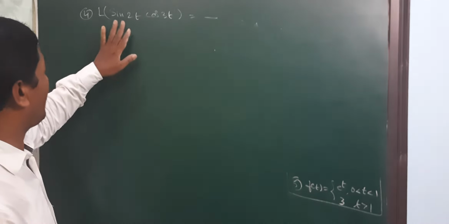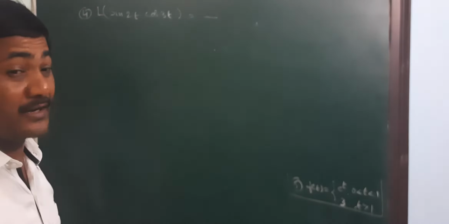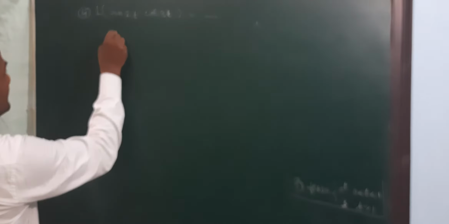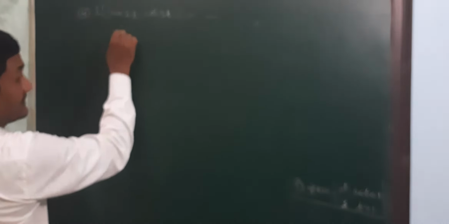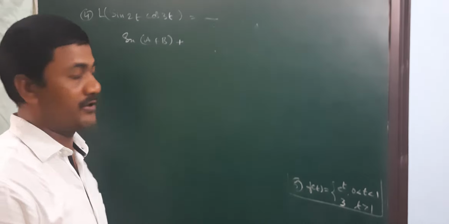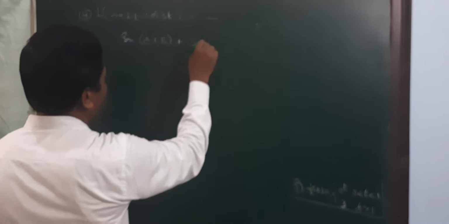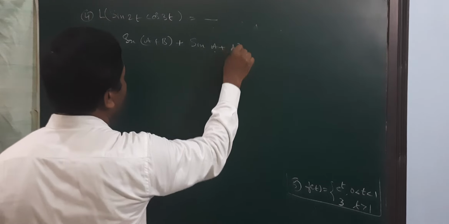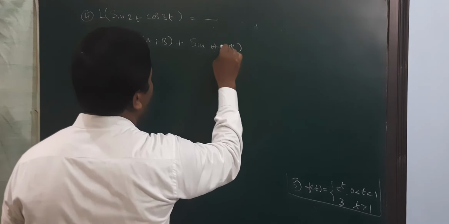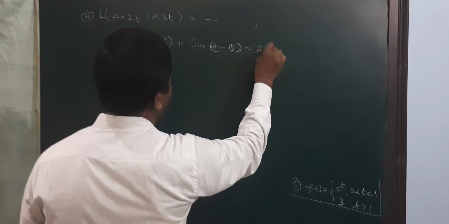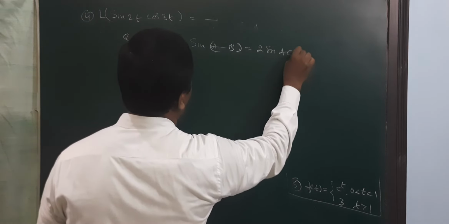So coming to problem number 4: sin 2t cos 3t. Here we use the formula for 2 sin a cos b, simply known as sin(a+b) plus sin(a−b). We now apply the trigonometric formula: sin(a+b) plus sin(a−b) is equal to 2 sin a cos b only.